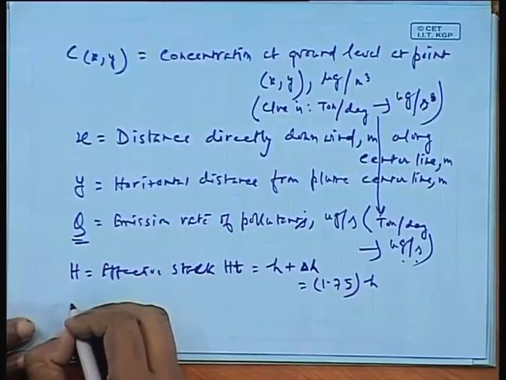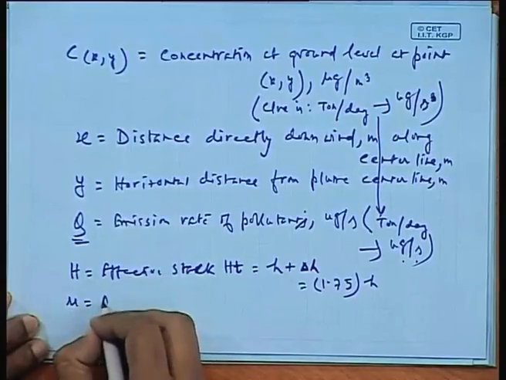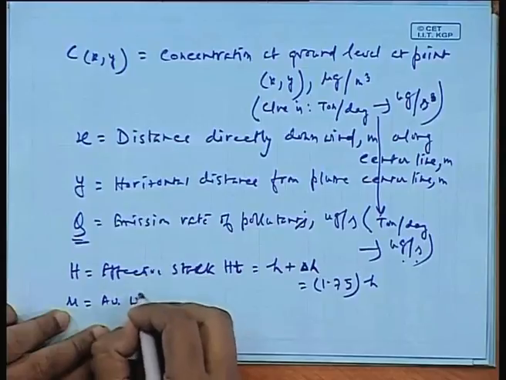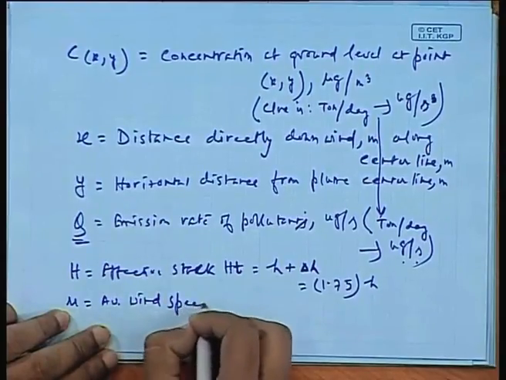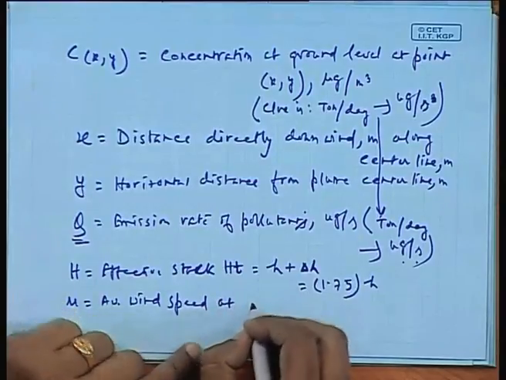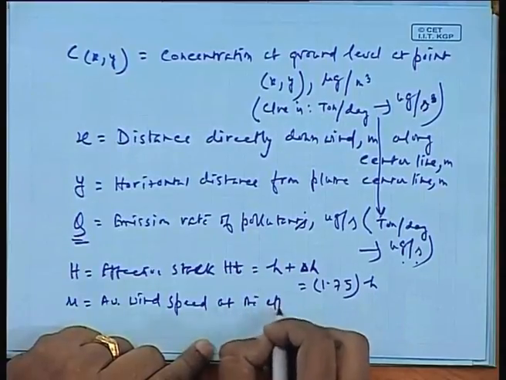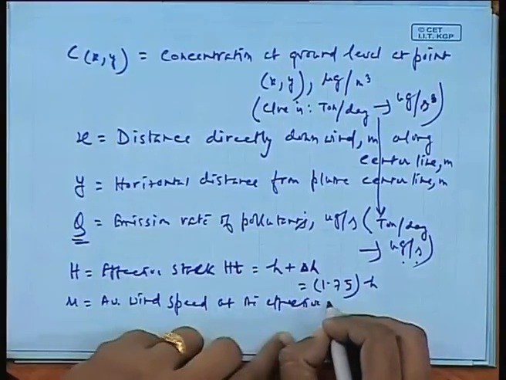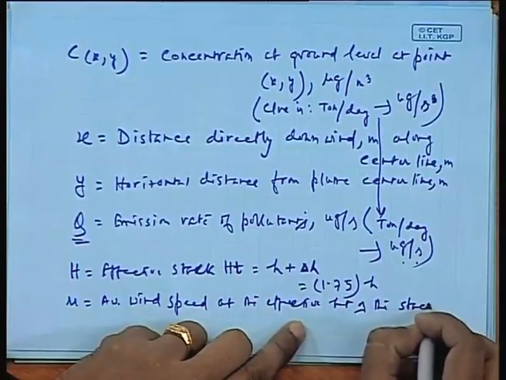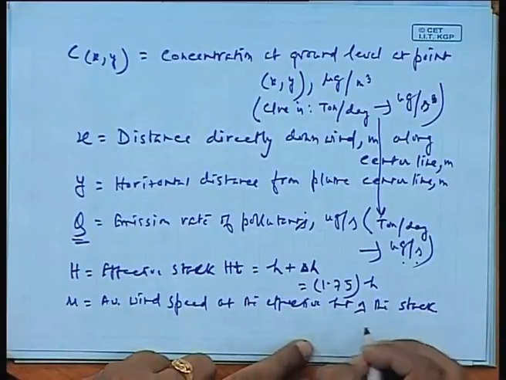So H is this, and U is the average wind speed at the effective height of the stack. This is in meter per second.